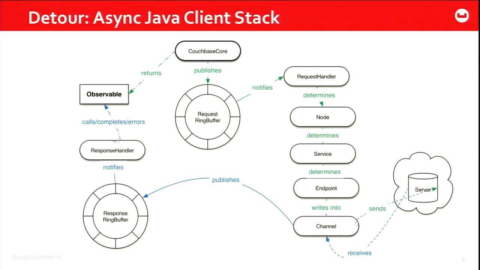So let's do a quick detour on how the Java client in the core itself is implemented to show you how we are doing asynchronous from top to bottom. Because the problem is you could stick RxJava on top of a blocking API, but it's half the fun, right? Because you've already blocked. The good stuff is already gone.